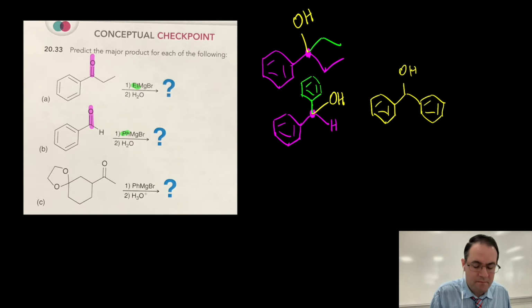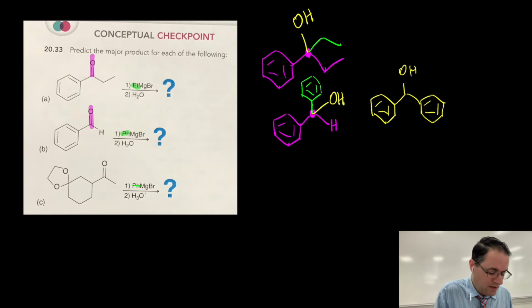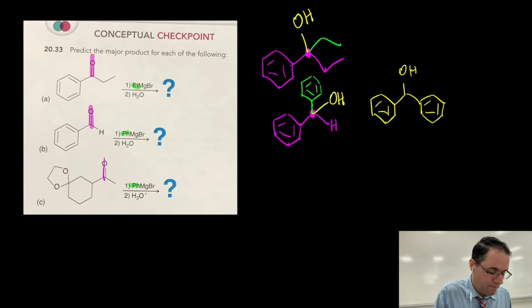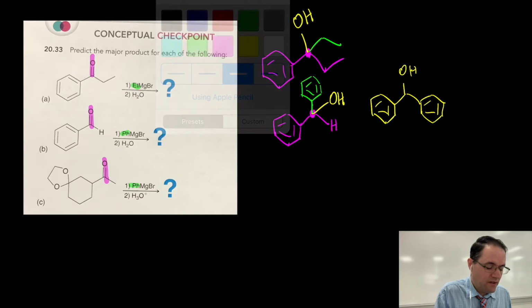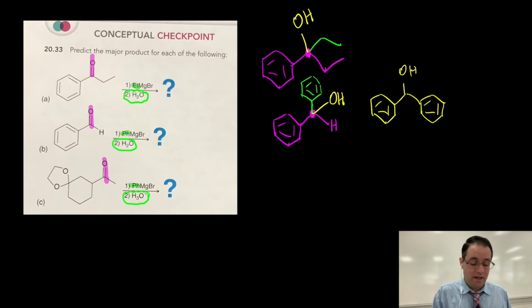All right, so this one here, we need to think carefully about what's happening. We're going to add a phenyl group to the carbonyl. And if you're attentive to detail, you'll notice here that there's a slight change in the way they're indicating the workup. Here we just have neutral water, and here we have H3O plus. So watch out. H2O in the acid is going to neutralize the alkoxide to give you the alcohol.